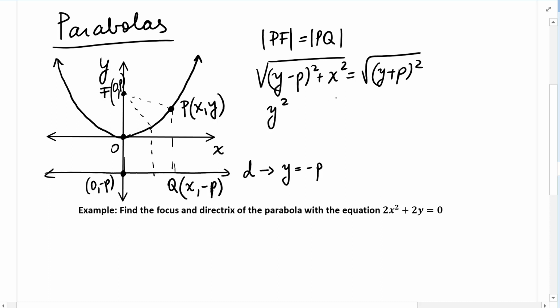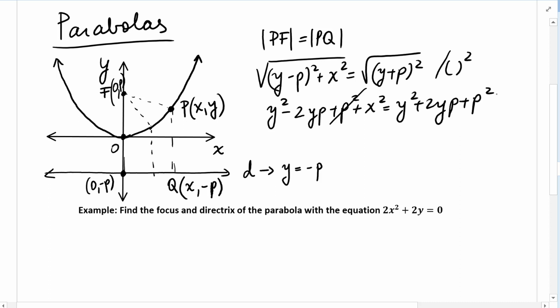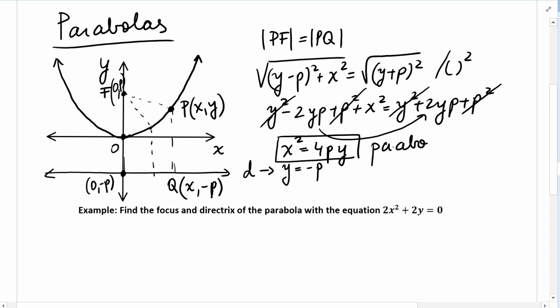If we square both sides and compute (y minus p) squared, we get y squared minus 2yp plus p squared plus x squared equals y squared plus 2yp plus p squared. P squared cancels with p squared, y squared with y squared. We move this one to this side, so we end up with x squared equals 4py, and this is the equation of a parabola. That's the equation of the parabola where p is greater than 0.